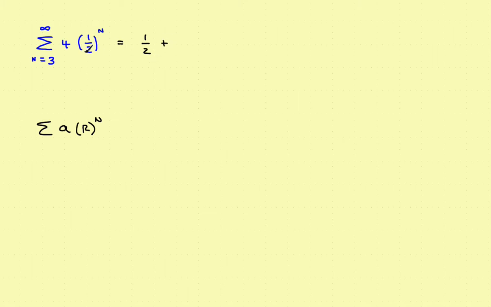Now the next term, if you let n equal 4, you'd have 4 times 1/16, which would be 1/4. But also remember, you can just take each term and multiply it by 1/2. So 1/2 times 1/2 gives you 1/4. Times 1/2 will give you 1/8, and so on. And then this thing will go on forever.